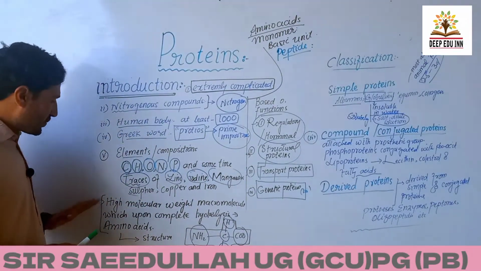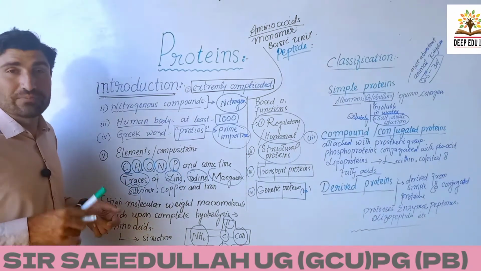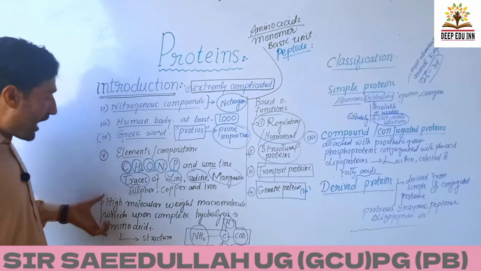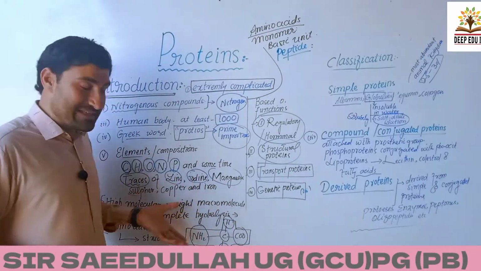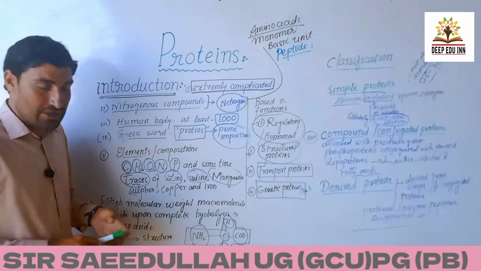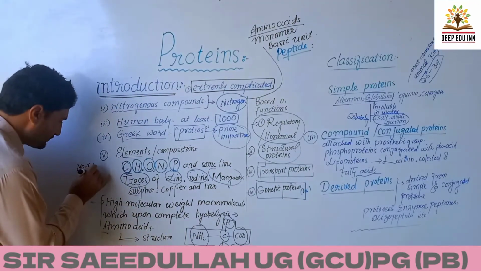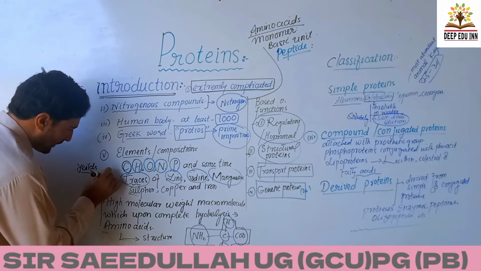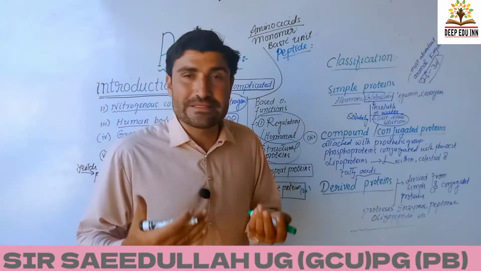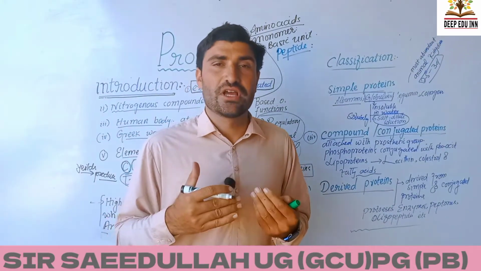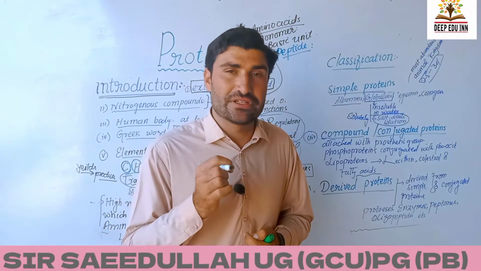Students, so let us define what protein is. How will we define protein in a single sentence? A high molecular weight macromolecule which upon complete hydrolysis yields amino acids. Yields means produce. So upon the complete hydrolysis of protein structure, we will get amino acids at the end of the reaction. That is the basic definition.